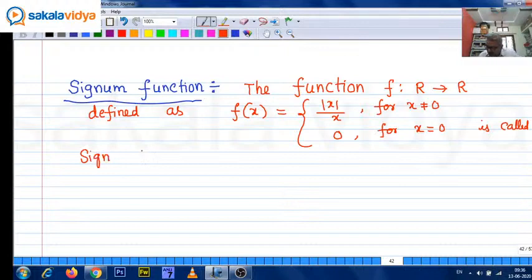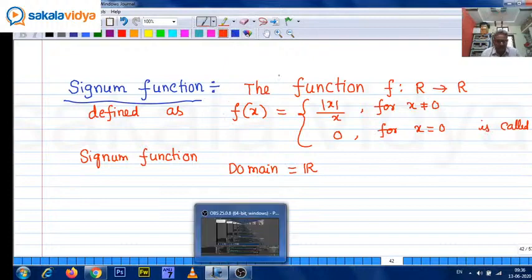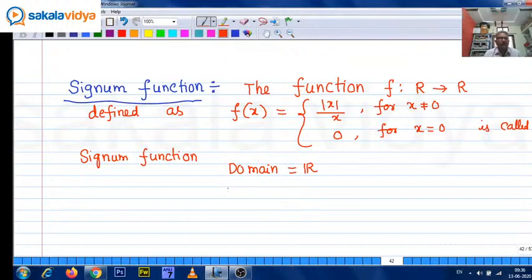Signum function. Domain of this function is equal to the set of real numbers. Range equals minus 1, 0, 1.